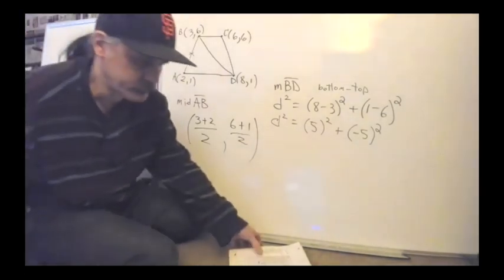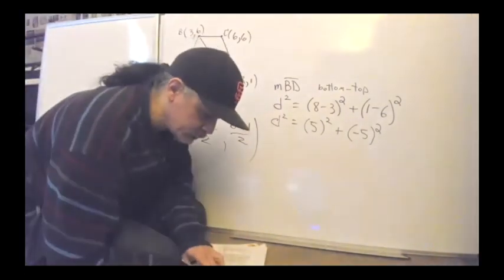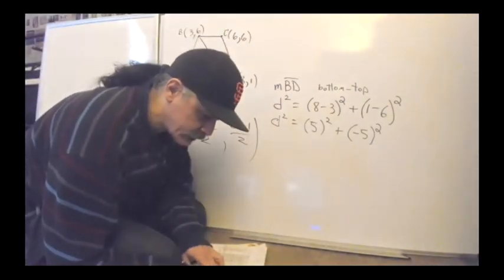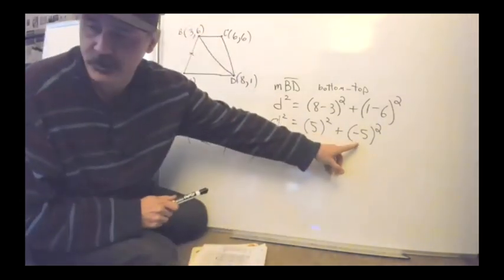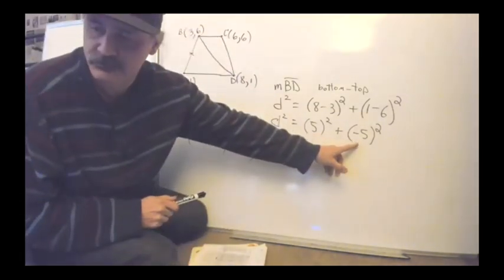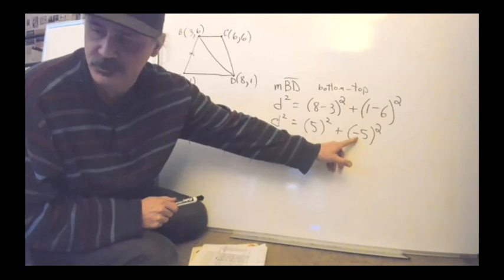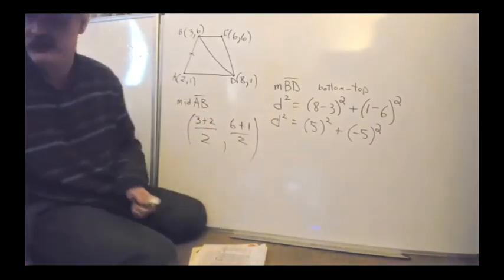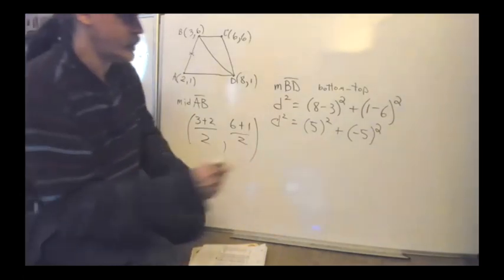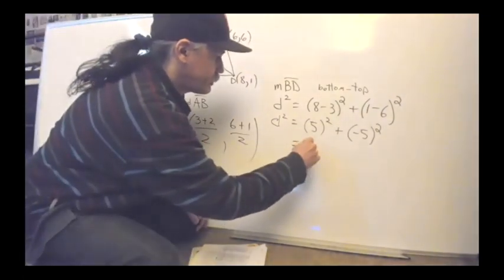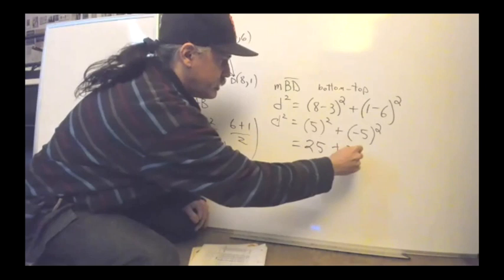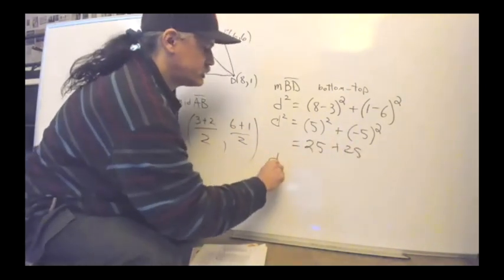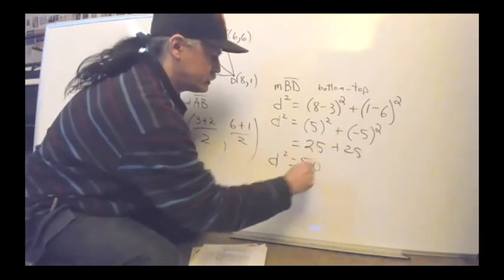Anytime you square a number, that means you're always going to get a positive because a negative times a negative is always a positive. Negative 5 times negative 5 is positive. 5 times 5 is 25. That's 25. Okay, so then almost done.